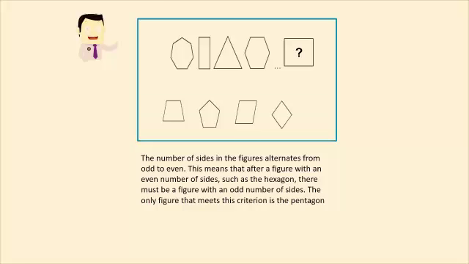The number of sides in the figures alternates from odd to even. This means that after a figure with an even number of sides, such as the hexagon, there must be a figure with an odd number of sides. The only figure that meets this criterion is the pentagon.